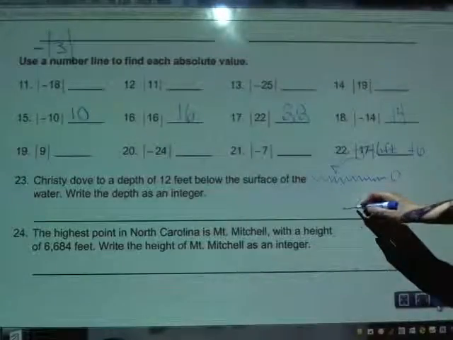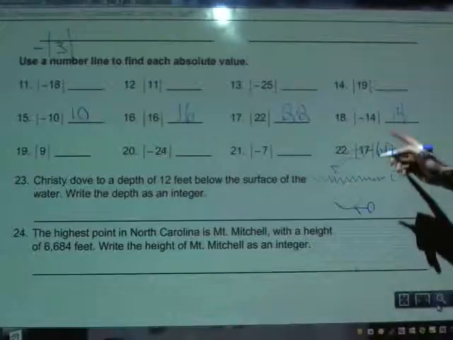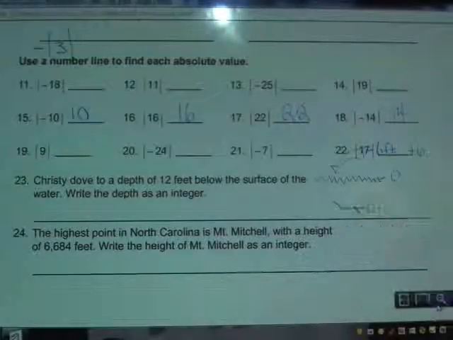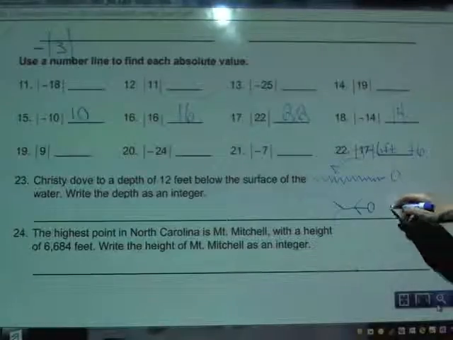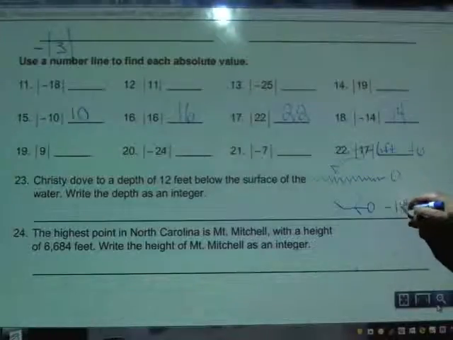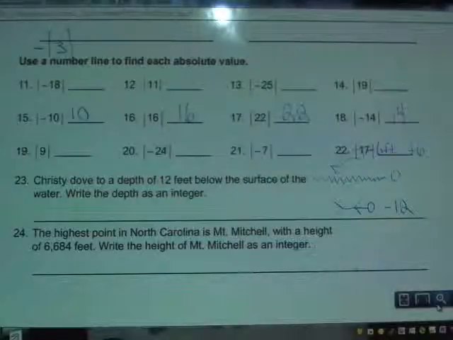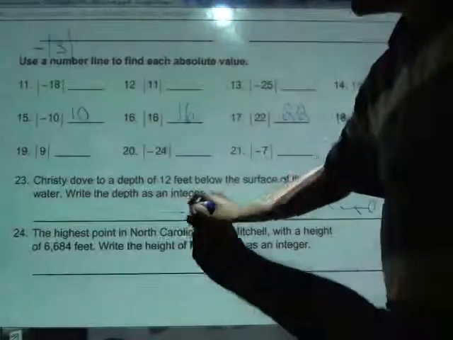Well, the only way we could be below 0 then, since we know above the water would be positive numbers, is if she was at a negative number. How far below the 0 is she? Well, she's 12 feet below the surface of the water. Well, if positives are up here, that means negatives are down here. So she is at negative 12 feet, which is the integer representation of her depth, and also the answer to question 23, negative 12.